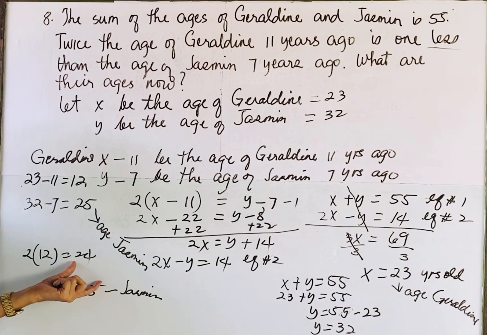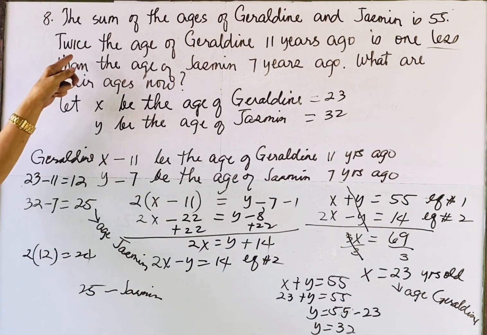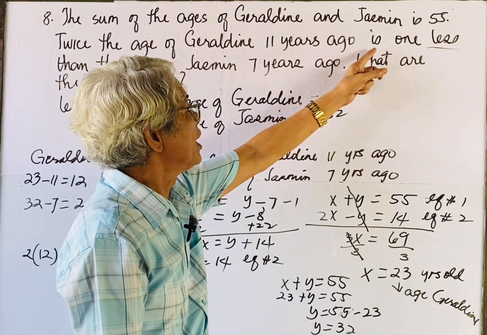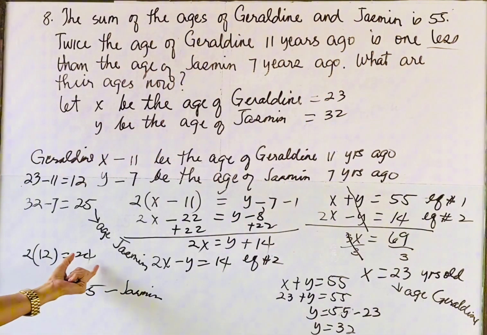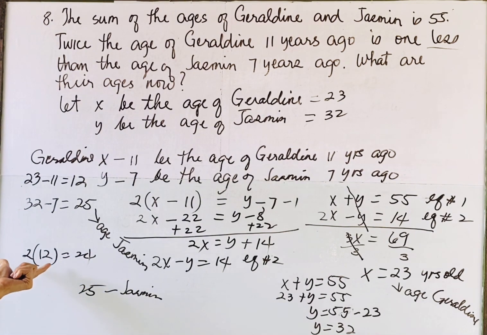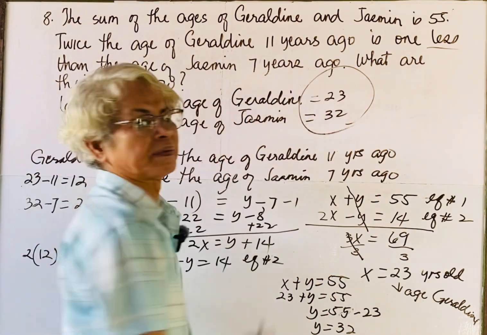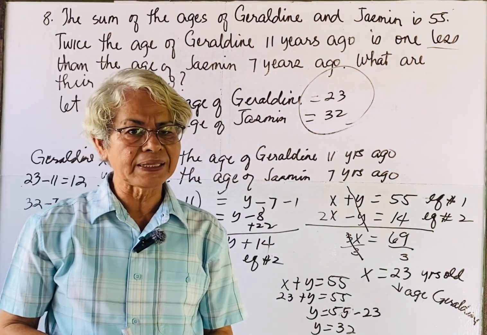Totoo ba? Ayun ang sabi. Twice the age of Geraldine 11 years ago is 1 less than tama. Mababa ng 1 taon. Kahit padoblehin mo ang edad ni Geraldine, ay mababa pa rin yun ng 1 taon sa edad ni Jasmine 7 years ago. Okay, so that's it. Okay, so these are the answer.